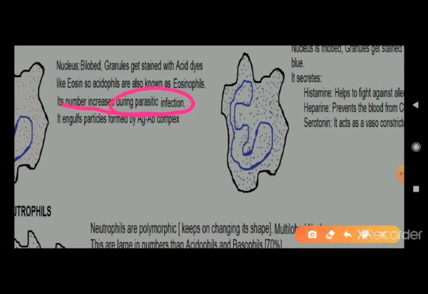So if a person is suffering from any sort of parasite, like a tapeworm in the small intestine, or some sort of worms in the body, then the number of acidophils is going to increase.